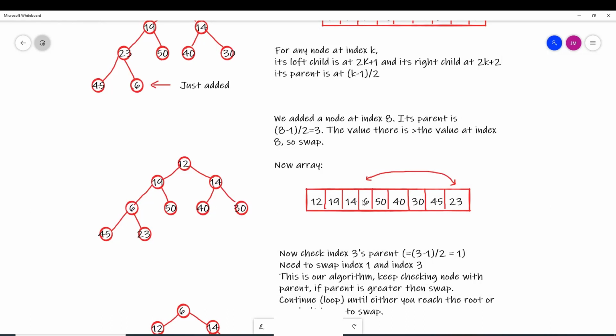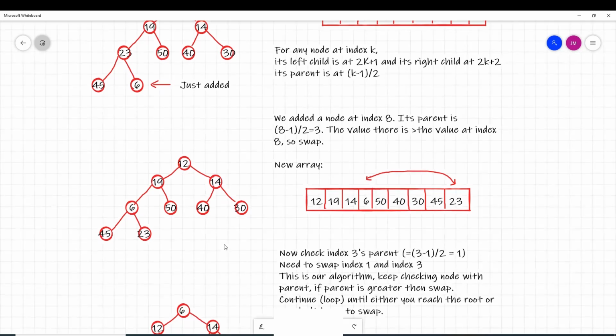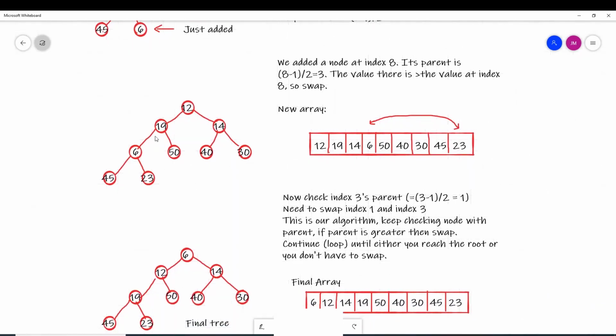Again, with my array, that 6 is at index 0, 1, 2, 3. So 3's parent is (3 minus 1), 2, divided by 2 is 1. This parent is the number 19. 19 is bigger than 6, so I need to swap them. And then finally, 1's parent is the root, and I have to swap those.